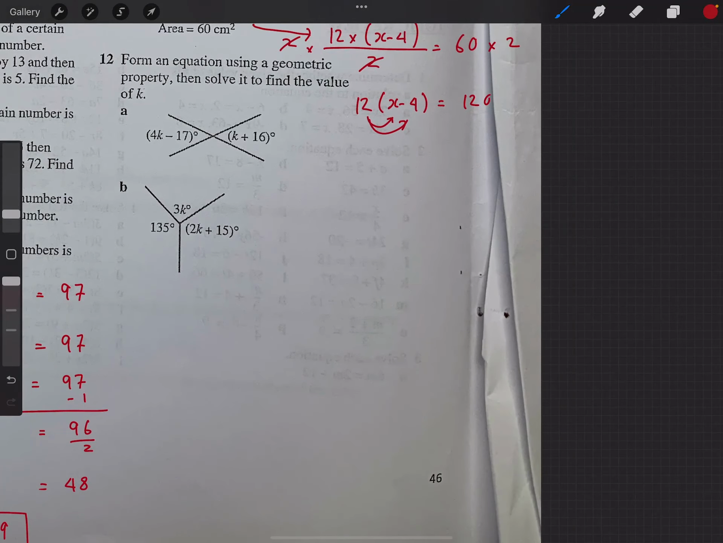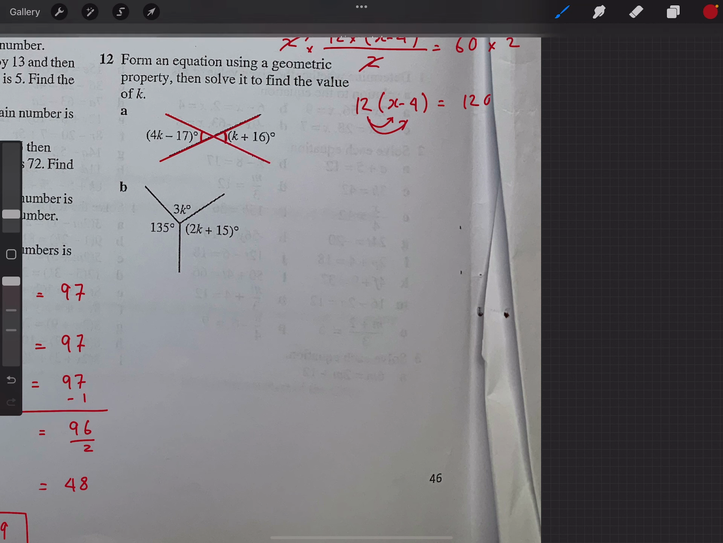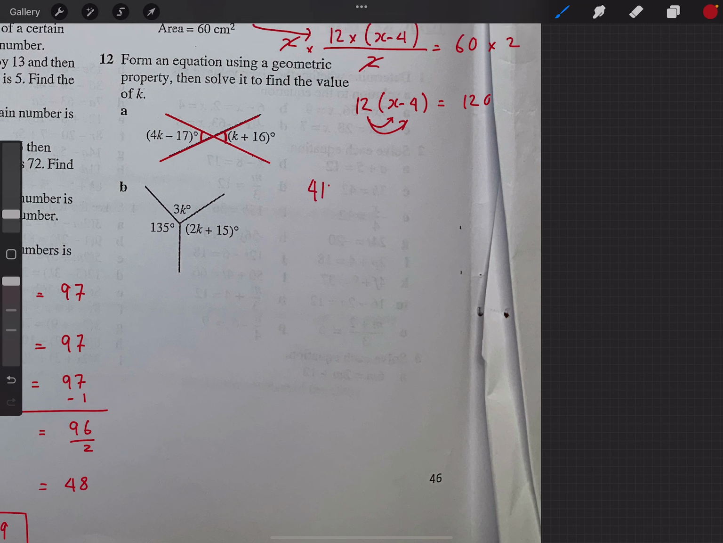Question 12. Form an equation using a geometric property. Okay, so looking at question A, we can see that this angle here is equal to this angle because they're vertically opposite angles. And the reason they're vertically opposite is because these two are straight lines that intersect each other. So the opposite angles are equal. That means that 4k minus 17 degrees is equal to k plus 16 degrees.